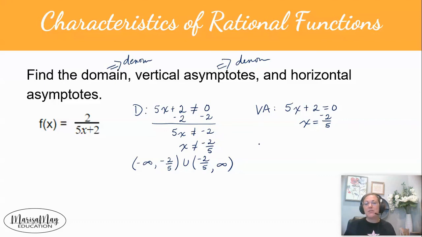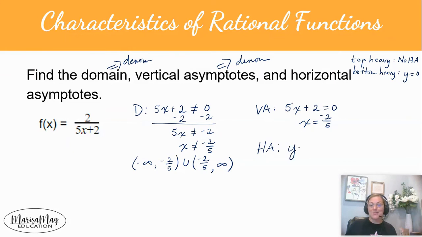Now, finally, we've got a horizontal asymptote. And the horizontal asymptote falls into 3 different cases, okay? So you have to look for the highest exponent. Where is the highest exponent? If the highest exponent is in the top, we tend to say that's top heavy, then there is no horizontal asymptote. If your highest exponent is in the bottom, like ours is, we say that's bottom heavy, then y equals 0 is your horizontal asymptote. So ours is y equals 0.